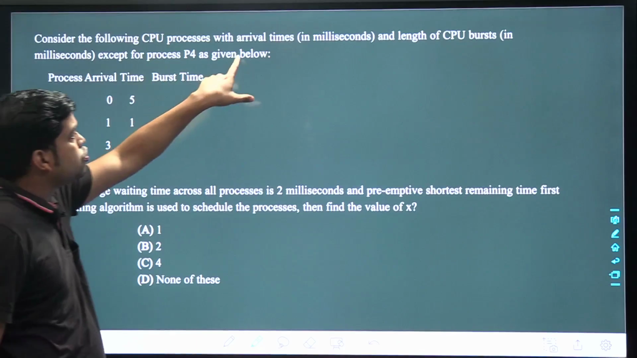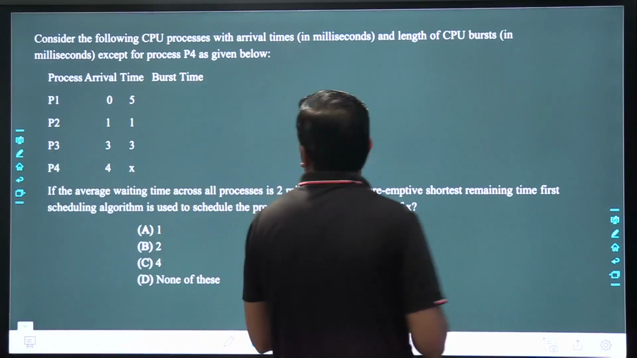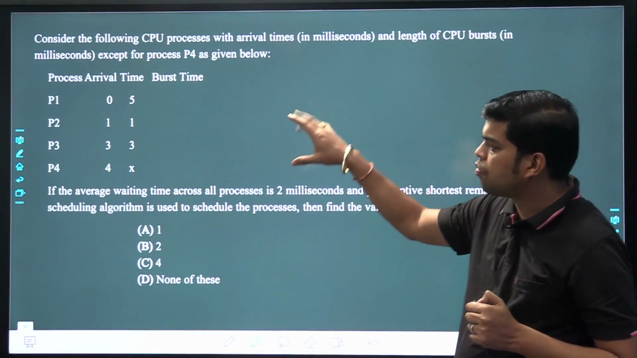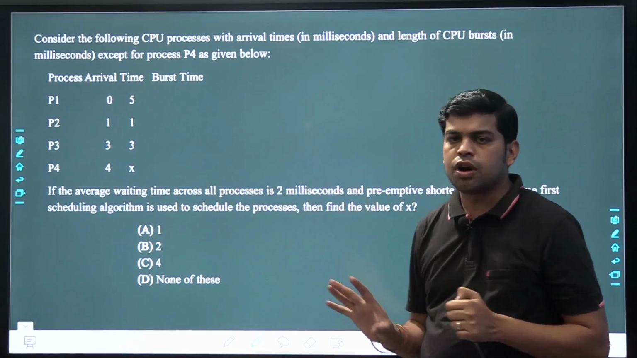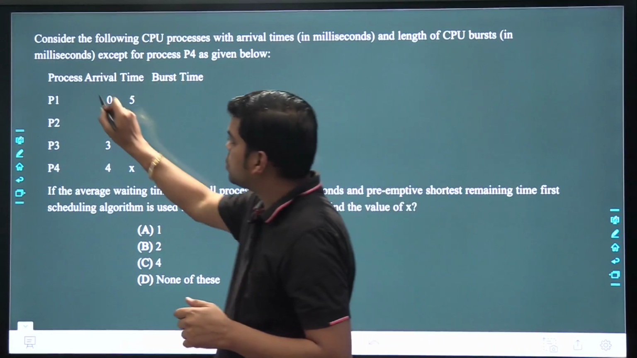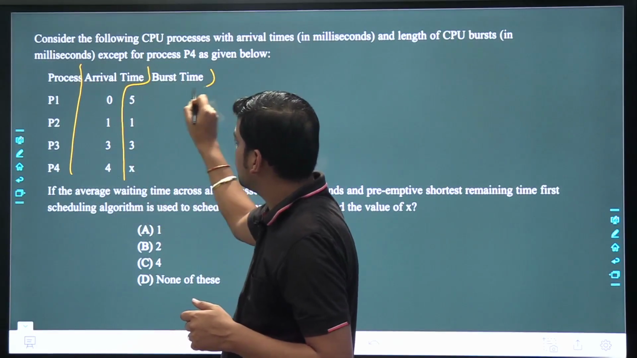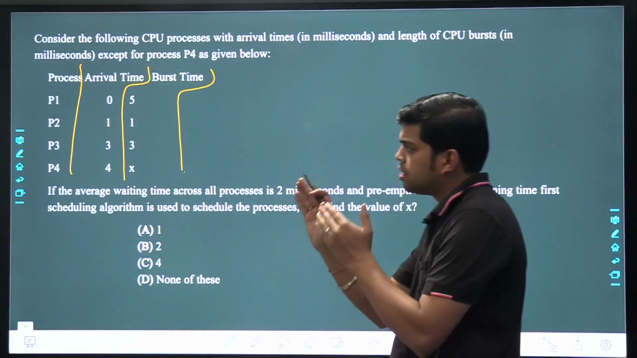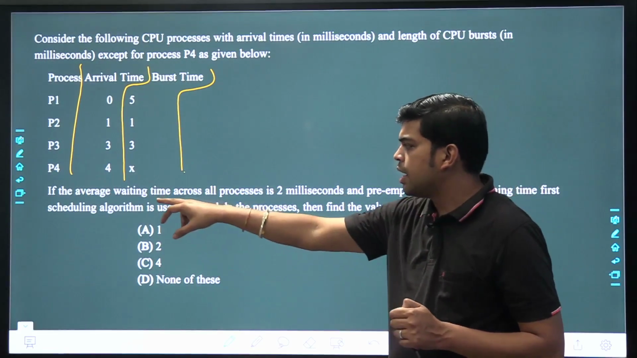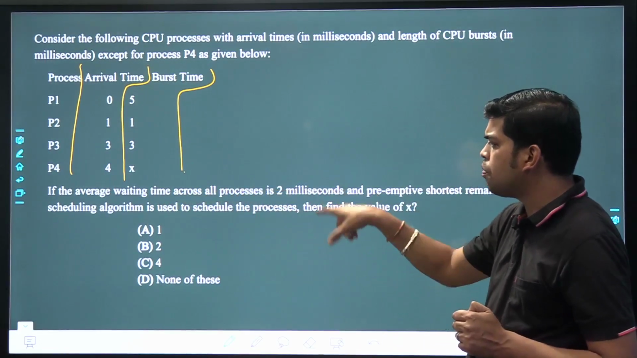Got it? So the arrival time and the length of the CPU burst are given except for P4. The burst time of P4 is not given in this quiz. So that is the process, this is its arrival time, and this is the burst time. Got it? So that is just a table, the data.